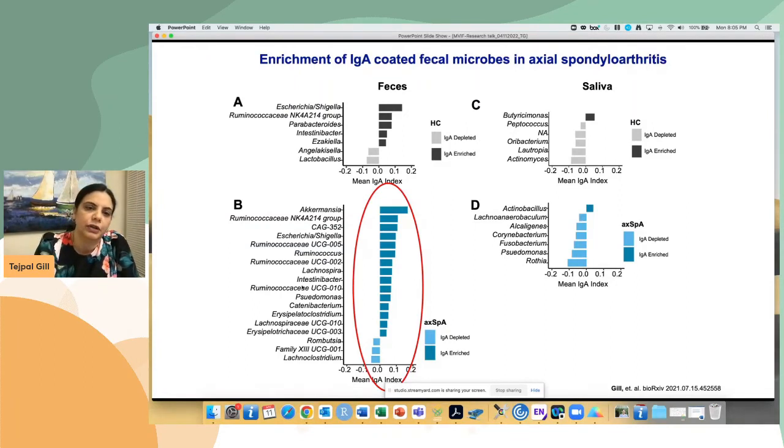And when we look into the microbes that constitute this group, we find that many belong to the family Ruminococcaceae or Lachnospiraceae, which have been shown in previous studies to be associated with inflammation. And we did not see, interestingly, increased IgA coating in saliva samples.